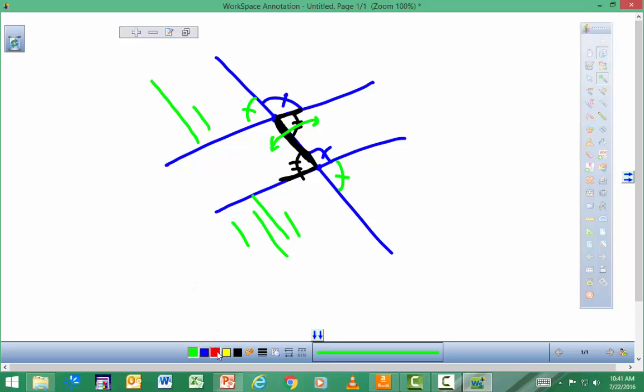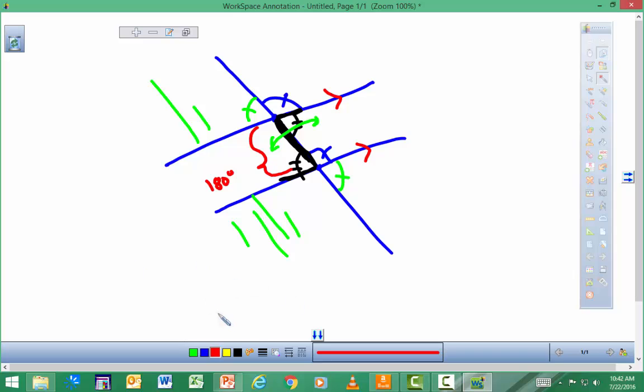And so then we have the final set. These two angles on the inside, on the same side of a transversal, are supplementary. So they add up to be 180 degrees. That's if we have parallel lines. Those are the four consequences.